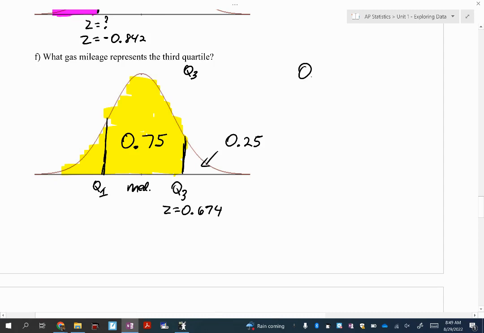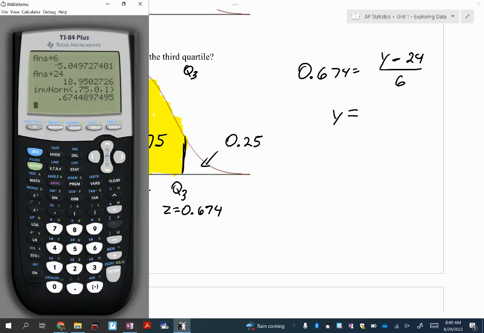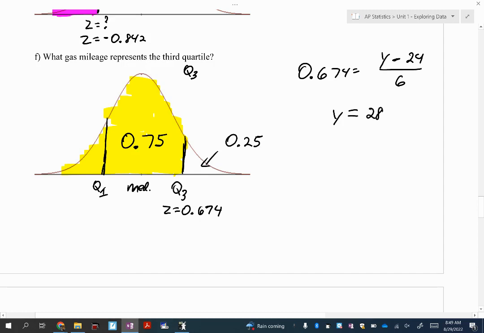All right, so using my formula, I'm trying to find this gas mileage using the same mean, the same standard deviation, same algebra actually, multiplying the 6 over and then adding 24, so times 6, and then adding 24, which gives me 28.047. All right, so if you're driving around in a car that gets approximately 28 miles per gallon, your car represents the third quartile for fuel efficiency for all cars in Texas.